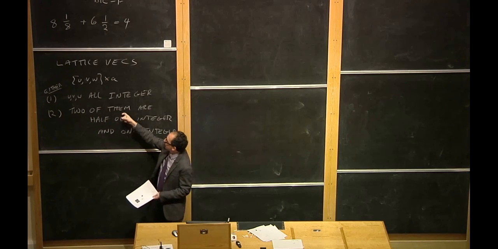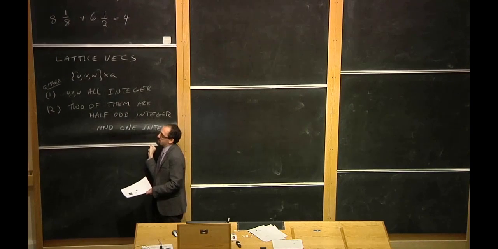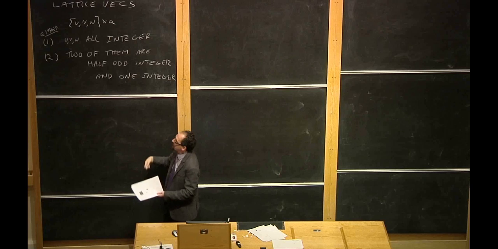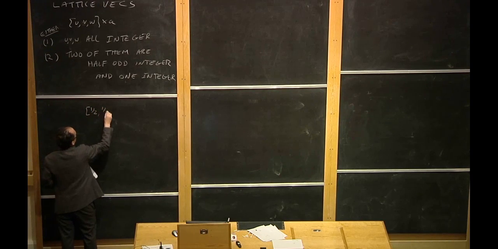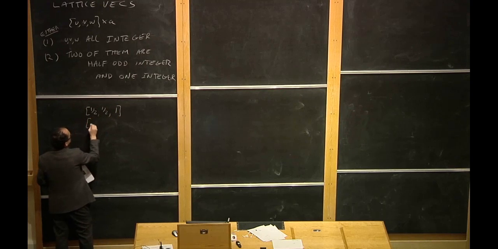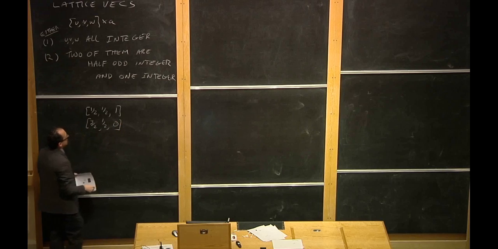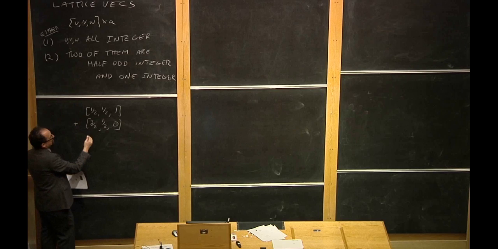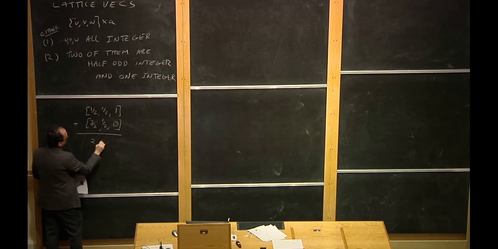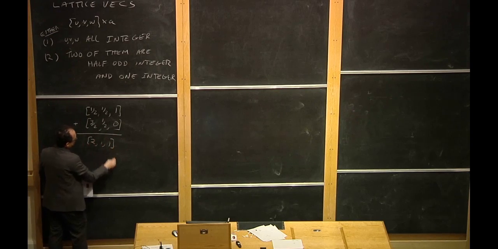But what's not obvious is, if you take 2 things which have 2 half-odd integers and 1 integer, and you add them together, what do you get? So let's try. If you have, for example, 1/2, 1/2, 1, and you add it to 3/2, 1/2, 0, both of these are 2 half-odd integers and 1 integer, so both would be on the face. You get 2, 1, 1, which is all integers, and that's good.